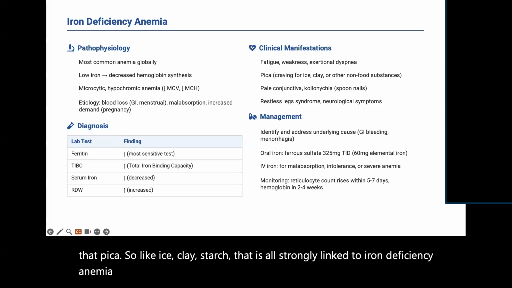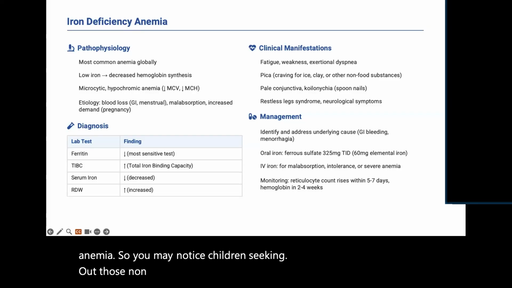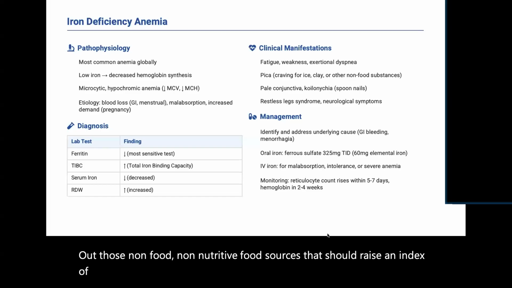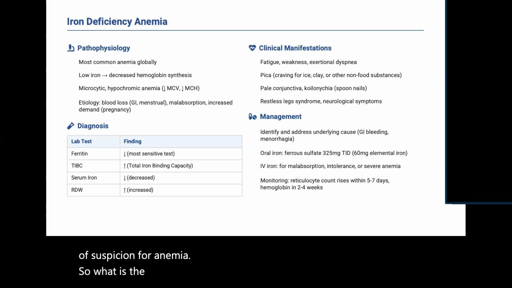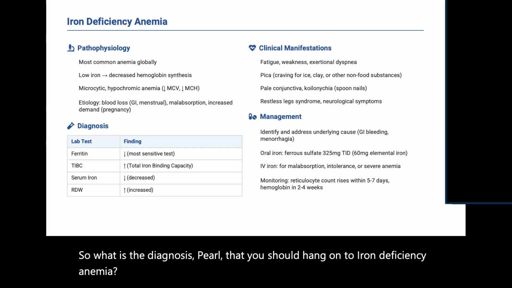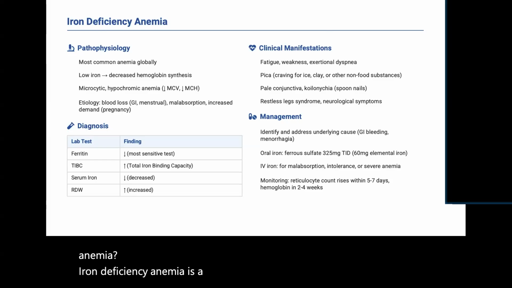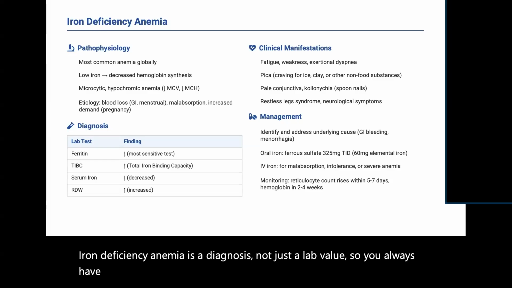So you may notice children seeking out those non-nutritive food sources. That should raise an index of suspicion for anemia. So what is the diagnosis Pearl that you should hang on to for iron deficiency anemia? Iron deficiency anemia is a diagnosis, not just a lab value. So you always have to find the cause.